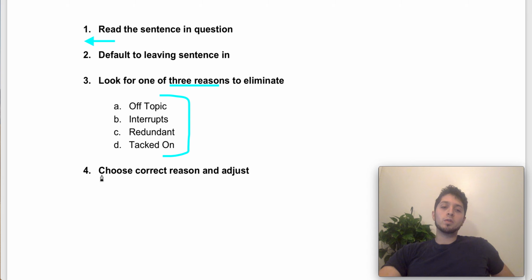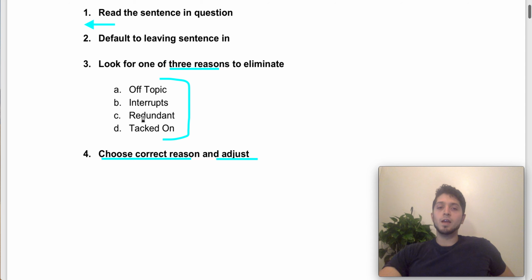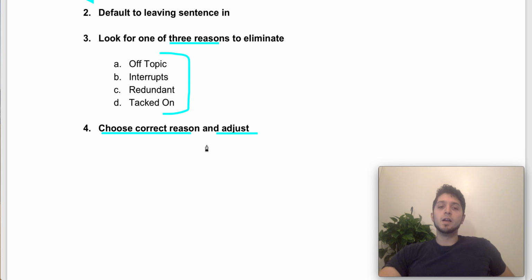Answer choice 4, though, says choose correct reason and then adjust. So what I mean by this is, once you decide yes or no in advance, you say either no because of one of these four reasons, or yes because it passes through all these tests. Then you want to choose your correct reason. I think no because it is interrupting the flow, or I think no because it's tacked on, or I think no because it's off topic, or I think yes because it supports this or does that. And then you want to sort of adjust your answers.